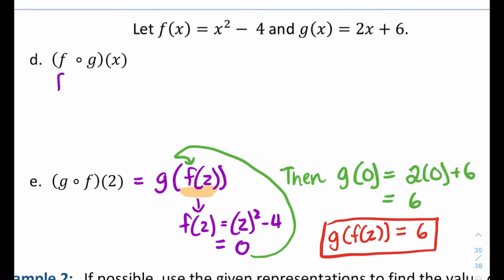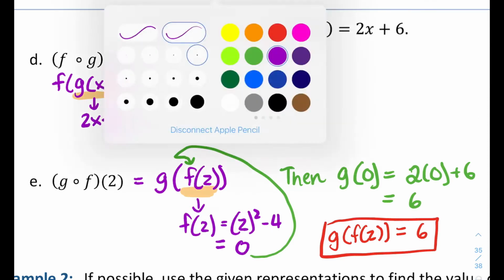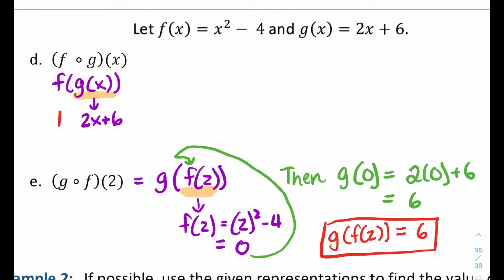Let's do one where you don't have a value to plug in for your variable. I'm still going to rewrite it. So this is f of g of x. Order is important, so make sure your inner function is your second one. Well, g of x is just 2x plus 6, with x as itself, not replaced with any number. So I'm going to take that whole 2x plus 6 group and plug it into f of x. So make sure to put it in its own set of parentheses. You're going to have 2x plus 6 quantity squared minus 4.